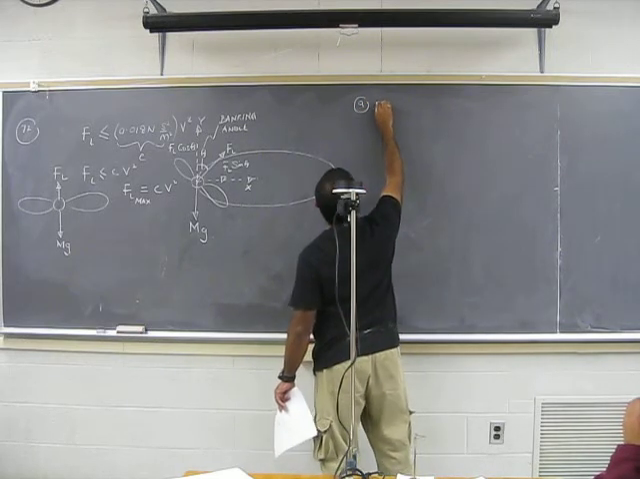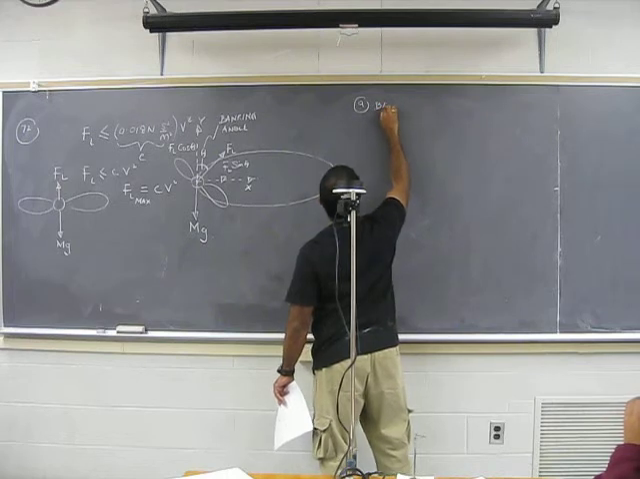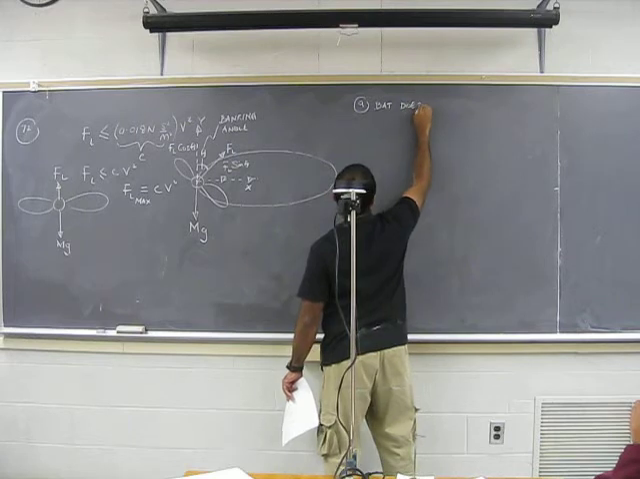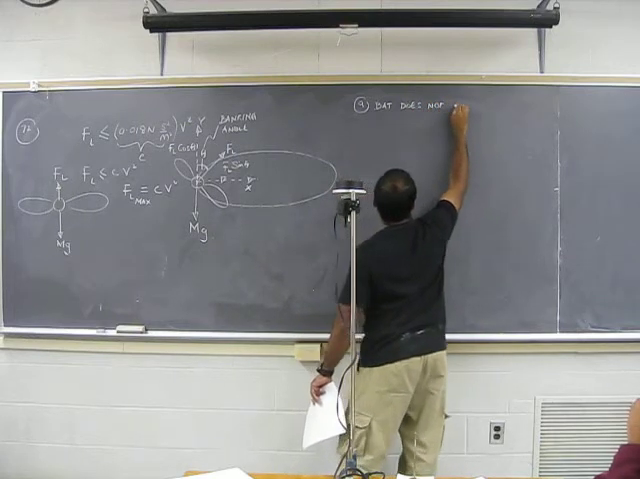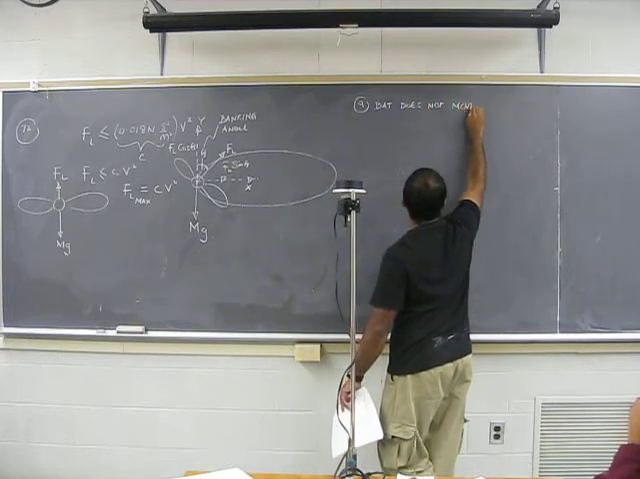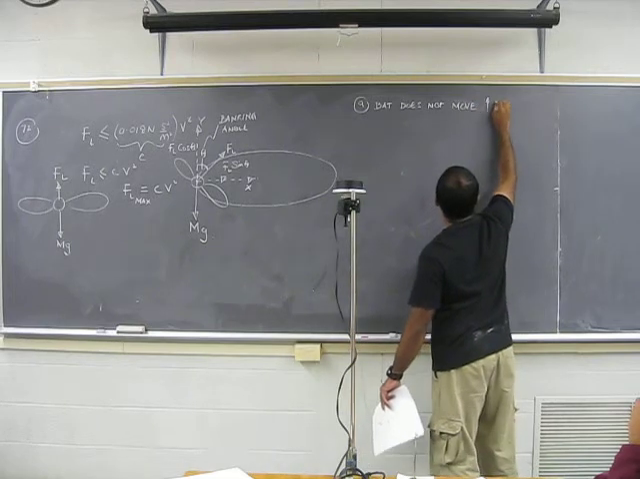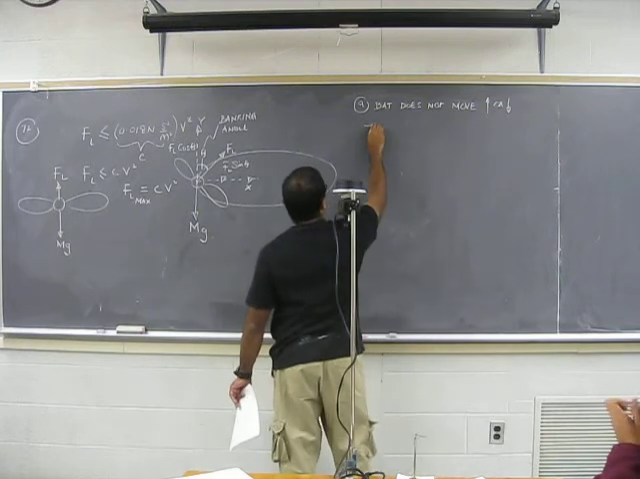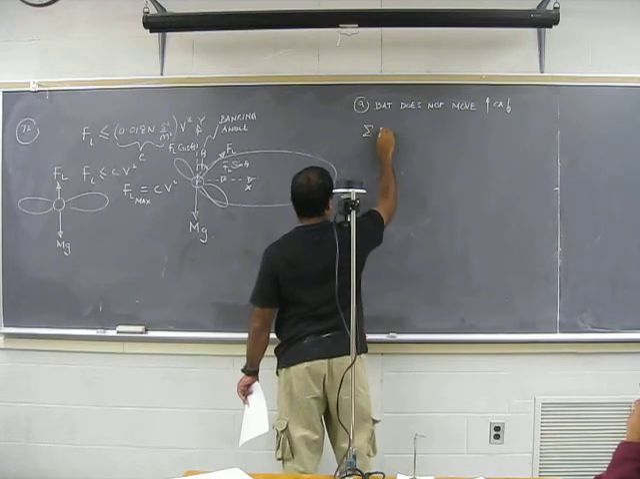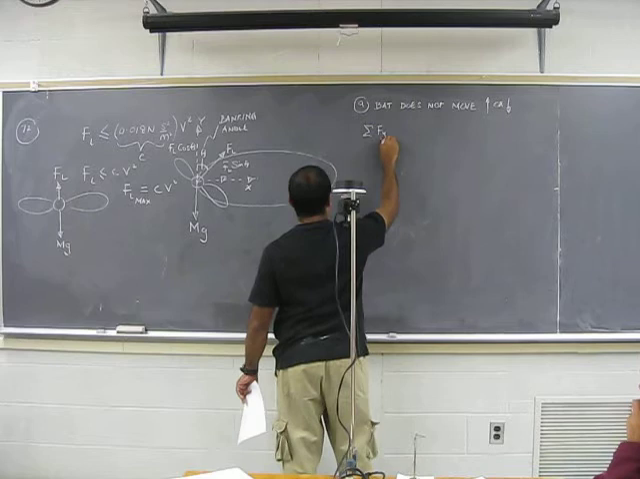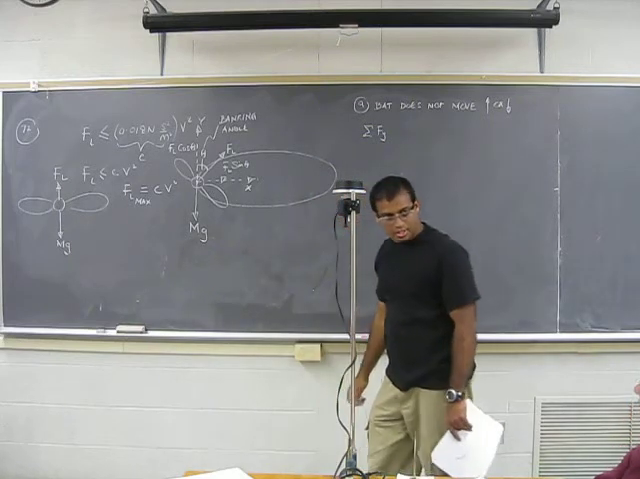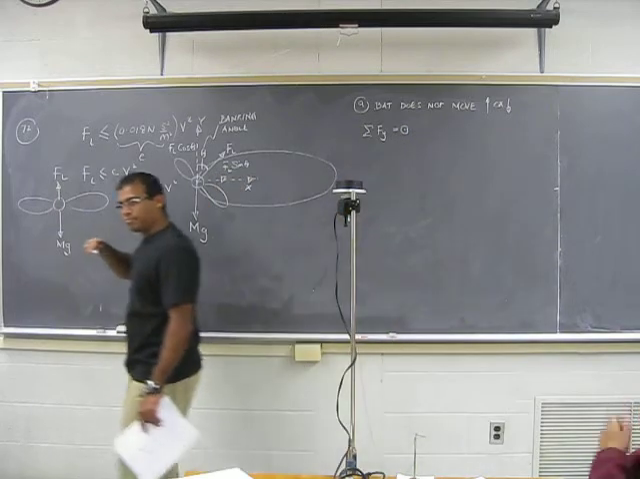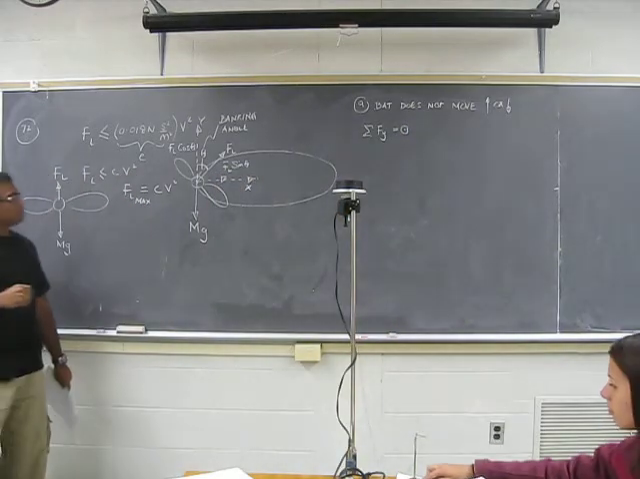So the bat does not move up or down. Means that sigma Fy, all forces in y direction, are basically equal to 0. Now let's start writing our forces in y direction.